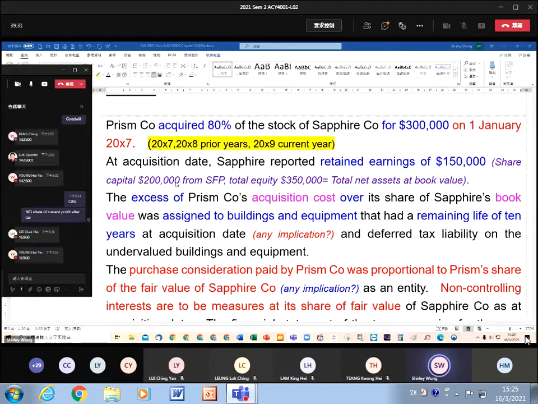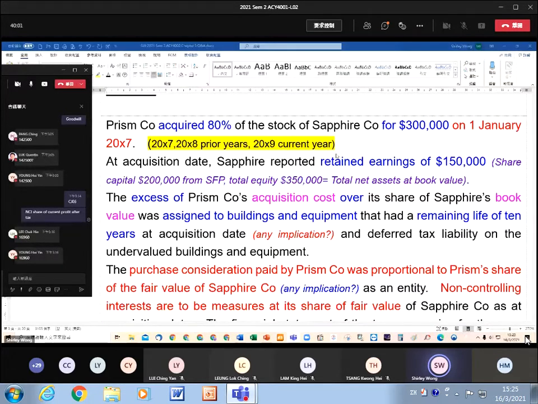So it says that the excess of 2 figures, you are comparing 2 figures, and then you find out the difference. The 2 figures are, first, the acquisition cost, which is 300,000. Second, the book value of the subsidiaries, which is 350,000. Therefore, in the third paragraph, you need to compare the figures in the first paragraph and the figures in the second paragraph.